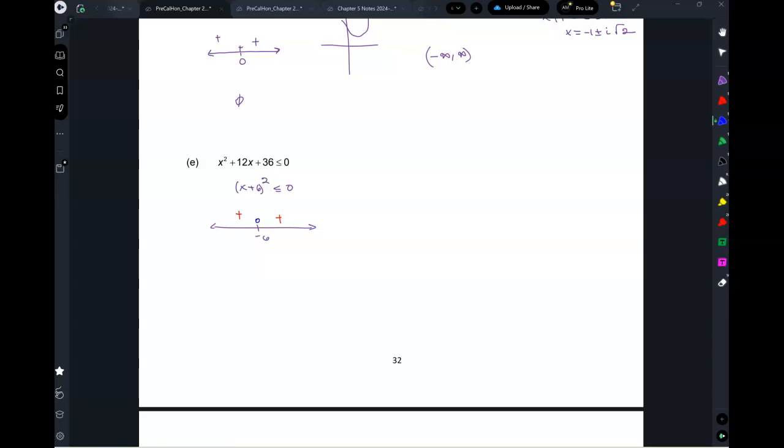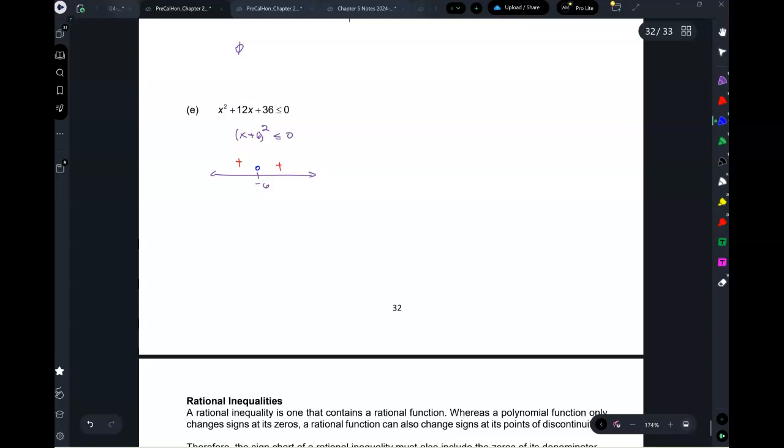So now let's see what this is asking. This is asking you, where is it less than or equal to 0? Just negative 6. It's not less than 0 anywhere, right? But it is equal to 0 at negative 6. So your solution will be, you can either say x equals negative 6, or you can say negative 6 like this.